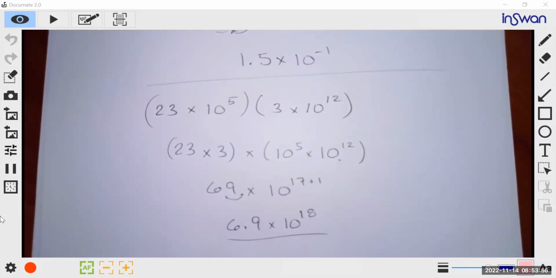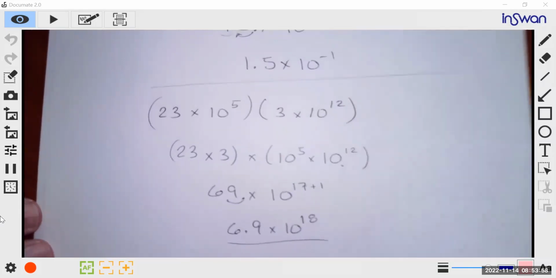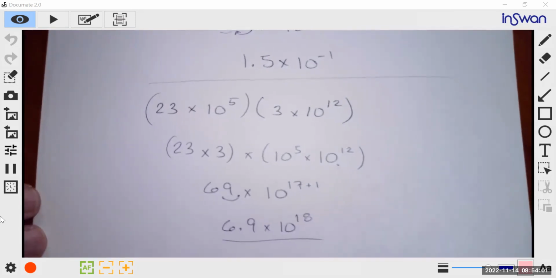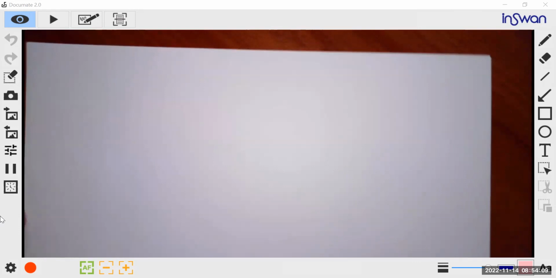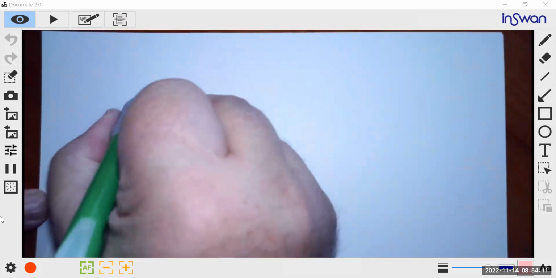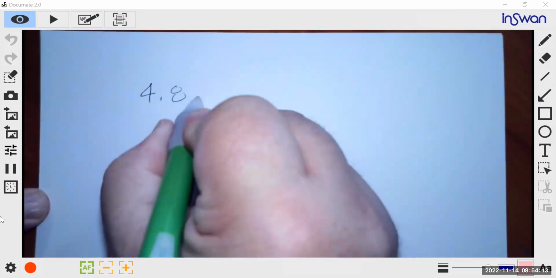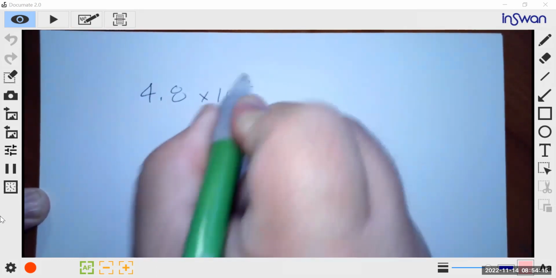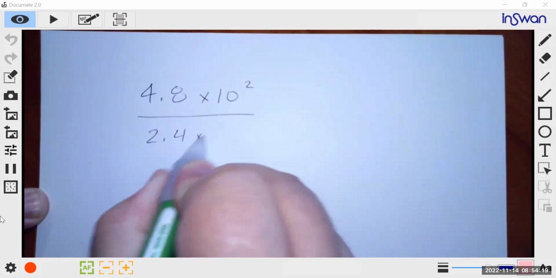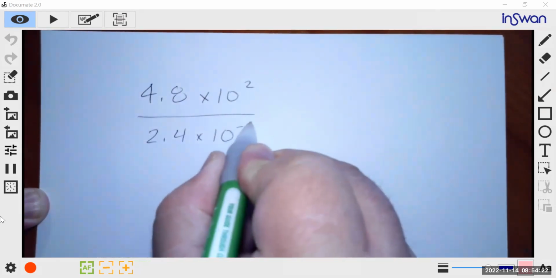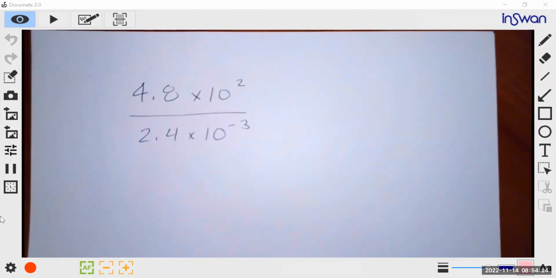So far, so good. Again, you'll need to refer to your notes when you do these for the homework, because what you do with the exponents when you move back and forth can get confusing. Next: 4.8 times 10 to the second divided by 2.4 times 10 to the negative 3. That's like division problems.